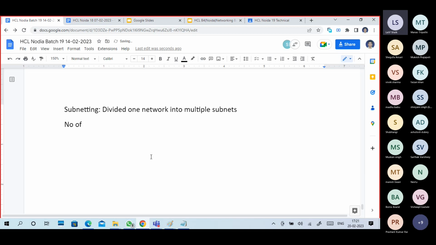The number of hosts in a subnet is reduced when you divide. So I will get around 50 IP addresses now, or around 300 IP addresses. Like this, this is the subnetting concept.